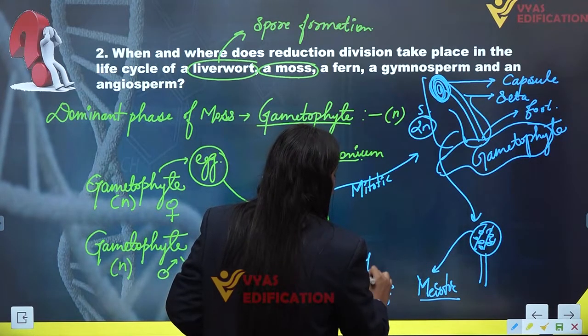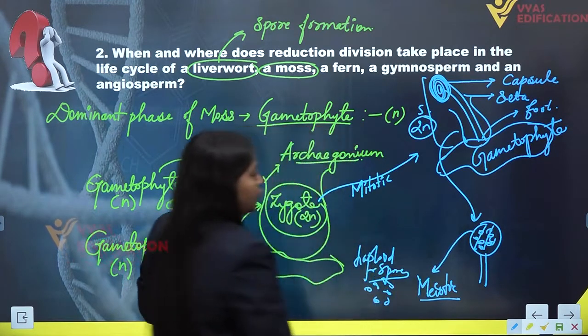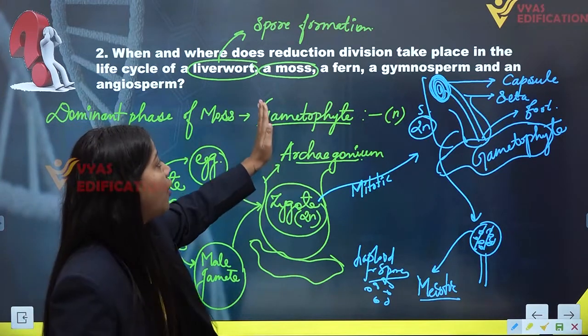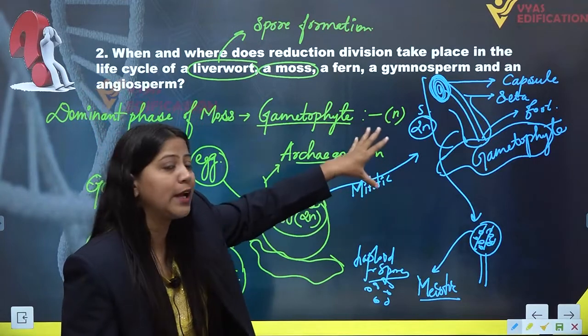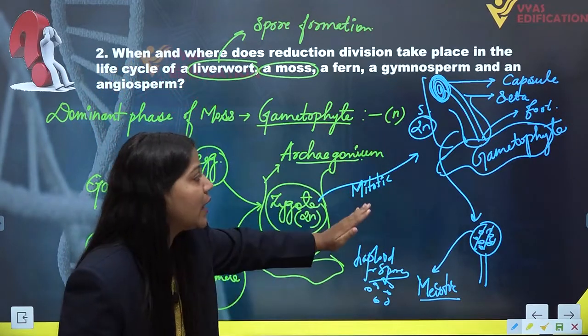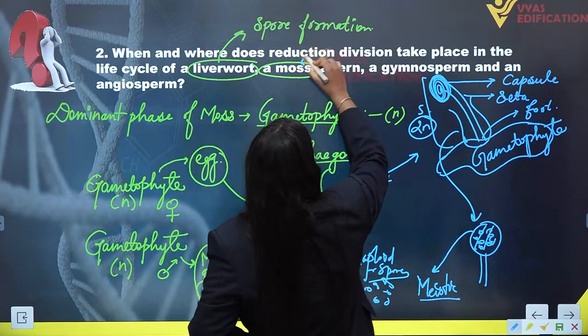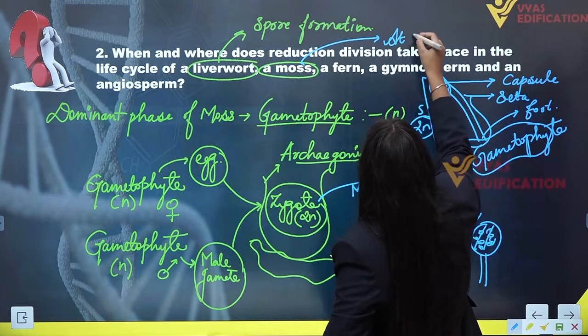Haploid spores. So in a moss also, at the time of formation of spores inside the sporangium of a sporophyte which is retained on the gametophyte, the reductional division takes place. We have concluded that in a moss, at the time of spore formation, meiosis occurs.